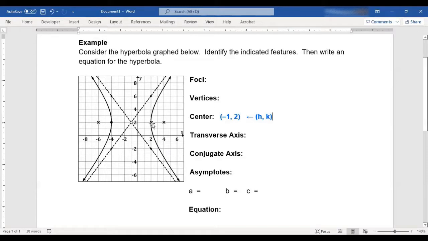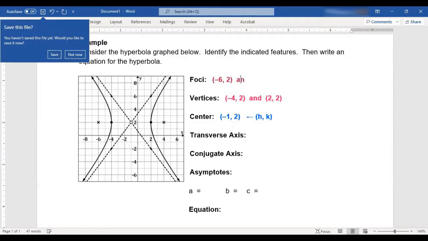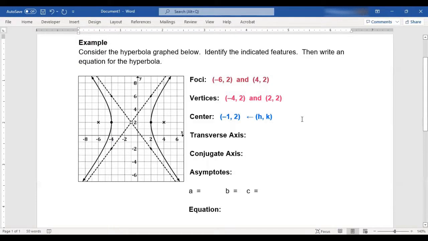And then for the vertices, this looks to be 2, 2, and then this other one is -4, 2. So we have -4, 2 and 2, 2. And then lastly, for the special points, let's state the foci. So we have 6, 2 and -4, 2. Okay, so there we go, we've got our points for the important points.